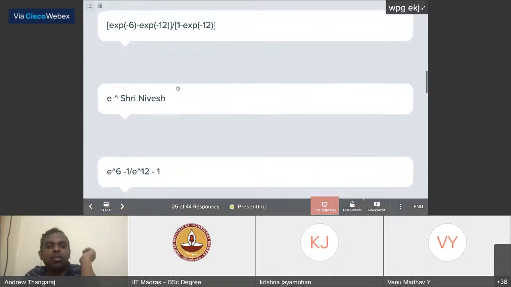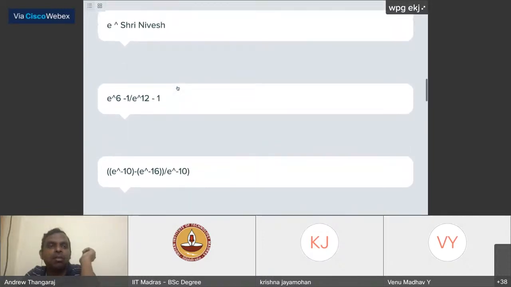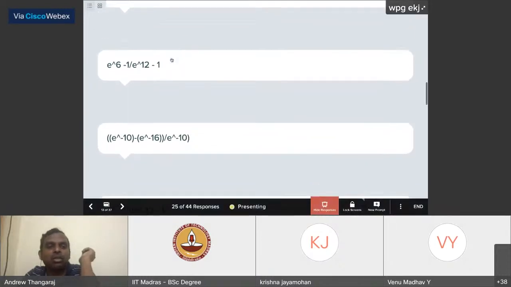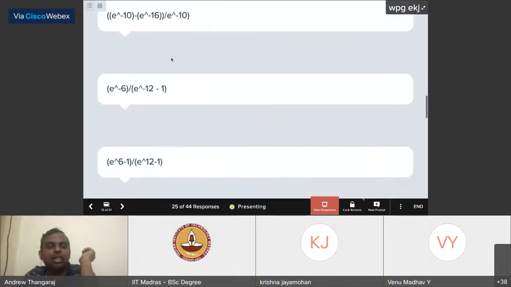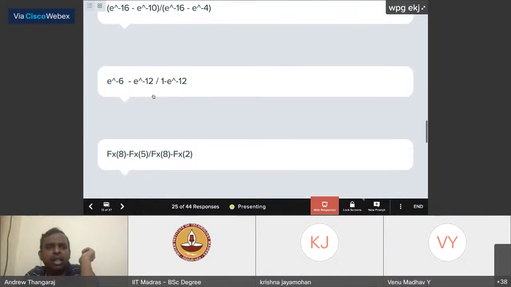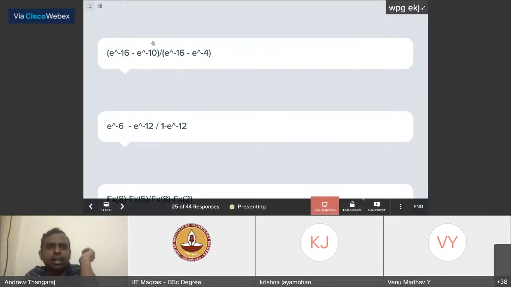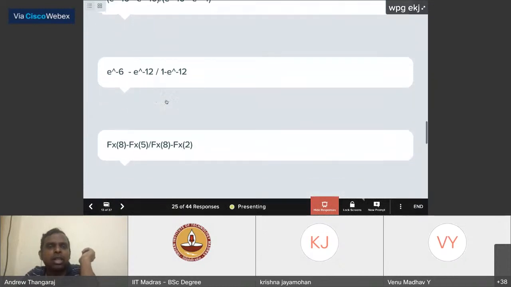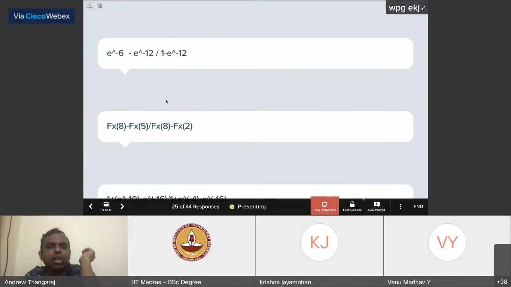Let me see if enough people have got it. e power 6 minus 1 by e power 12 minus 1 is also correct. But I see a lot of numerical errors and mistakes. This is correct: e power 16 minus e power 10 by e power 16 minus e power 4 is correct. I see a lot of numerical errors.